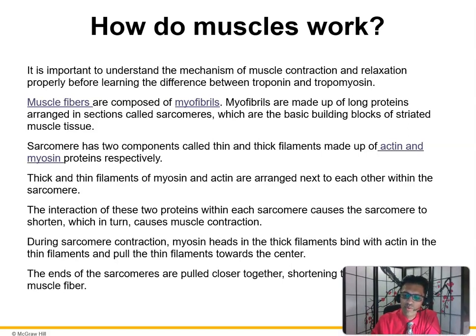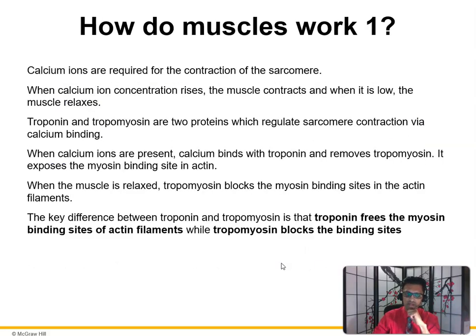But the reason you need troponin and tropomyosin is to regulate muscle contraction and relaxation. If you didn't have this regulation, you might stay contracted or you might stay unable to contract. So we need these regulatory proteins of troponin and tropomyosin.